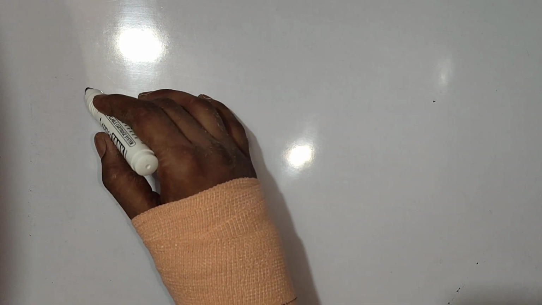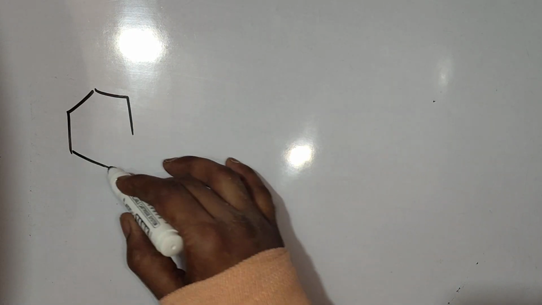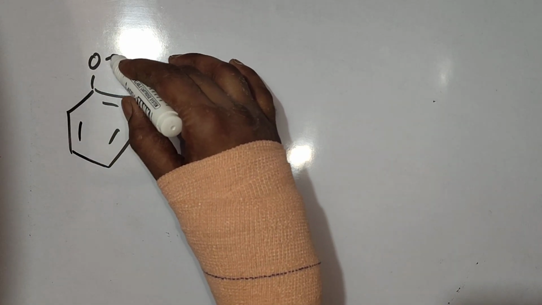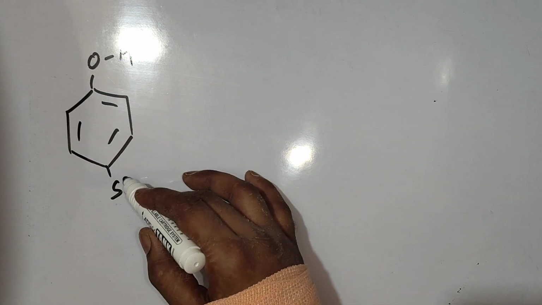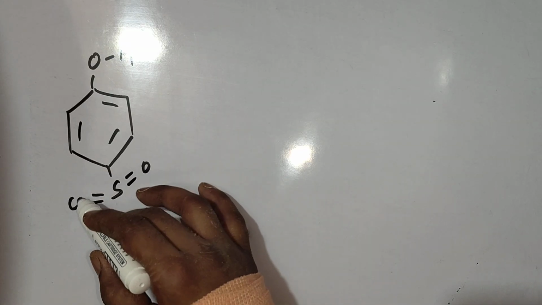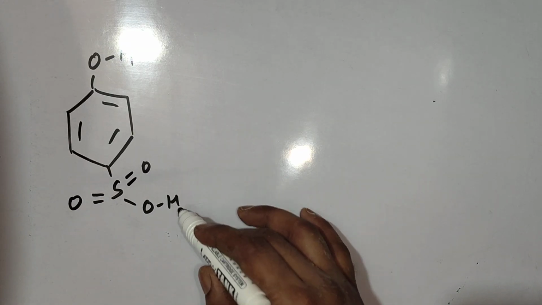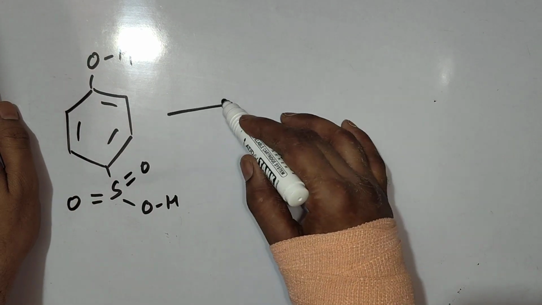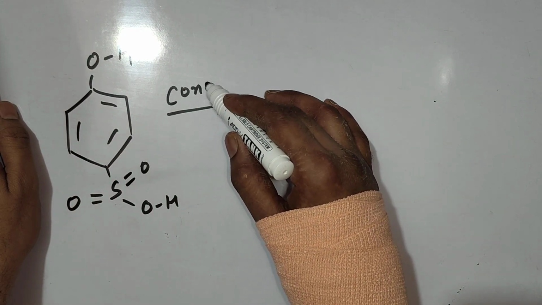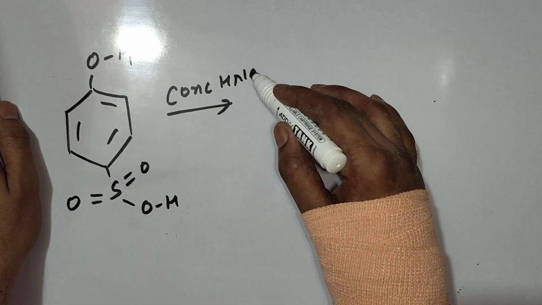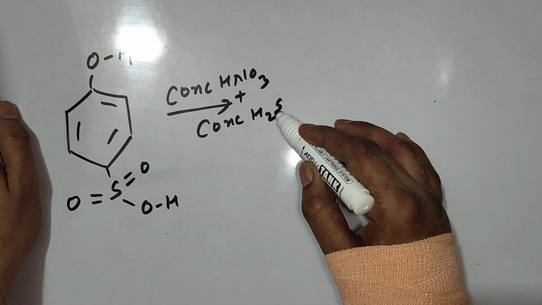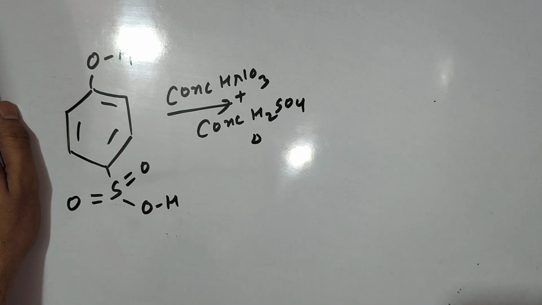Now, once we have generated para-phenol sulfonic acid, this one, now it's time to do its nitration. Now we will react it with the mixture of concentrated nitric acid and concentrated sulfuric acid and heat.